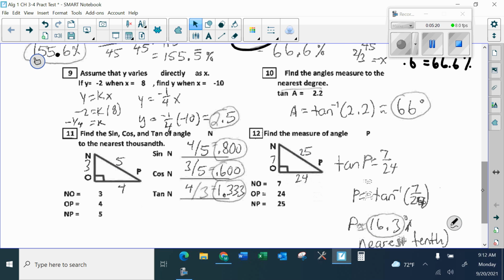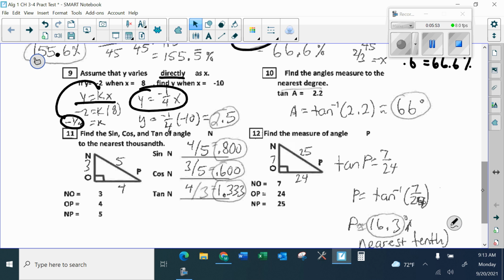Number 9, assume that y varies directly as x. Directly tells you the x is going to be in the numerator, so y equals kx. Remember, k is always in the numerator. And the word that would put the x in the denominator would be inversely if you have that one. This one's directly, so x is the numerator. If y equals -2, I substitute that in there. When x equals 8, substitute that in there. Then I solve for k and I get -1/4. So I take that -1/4 and plug it back in for the k, and there's that equation.